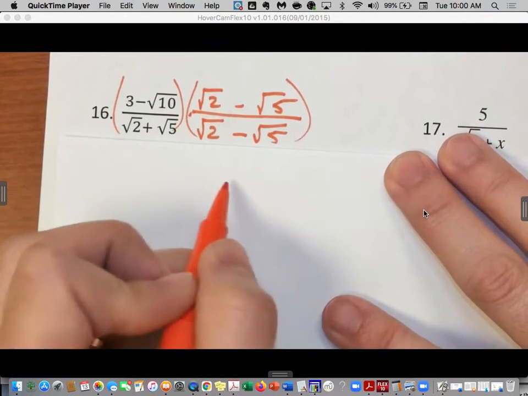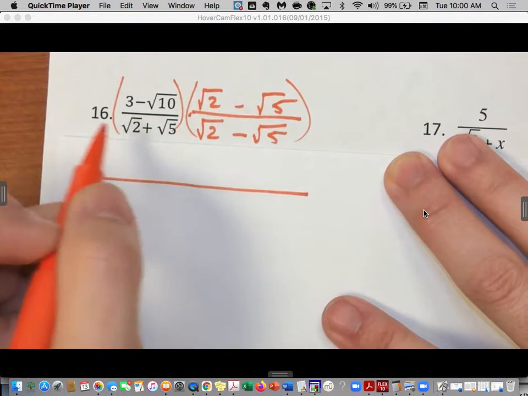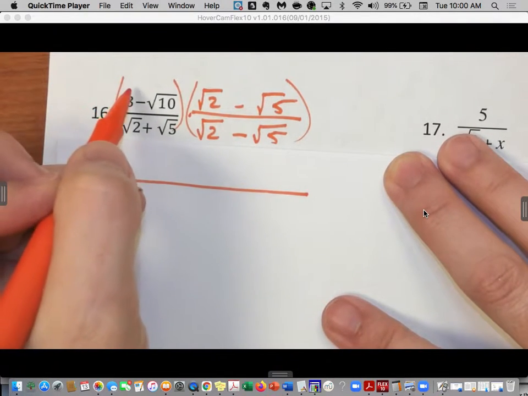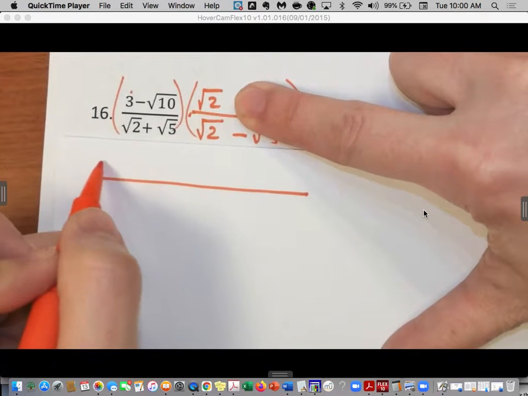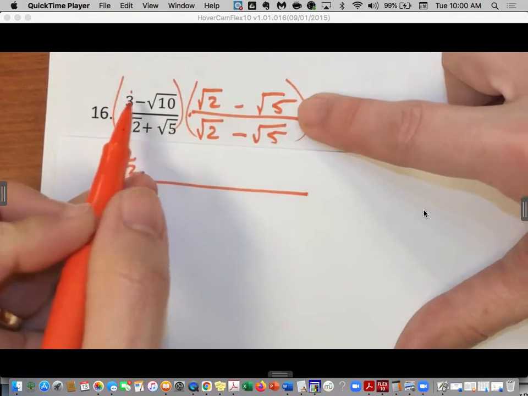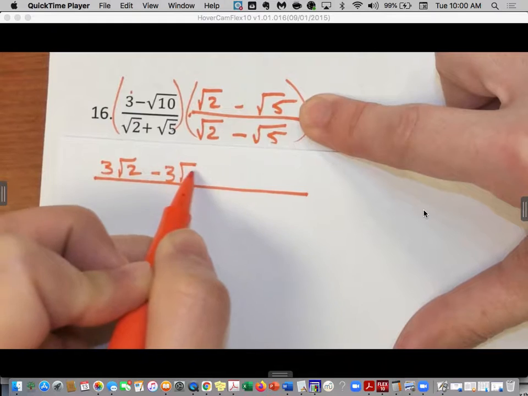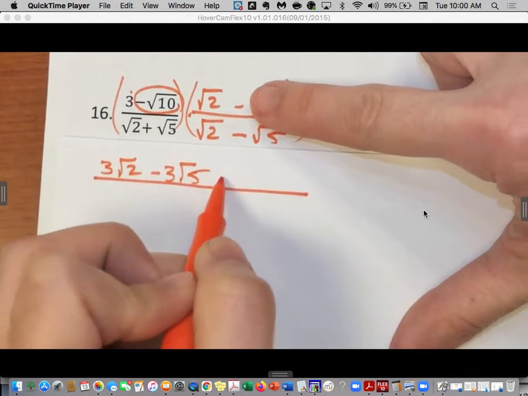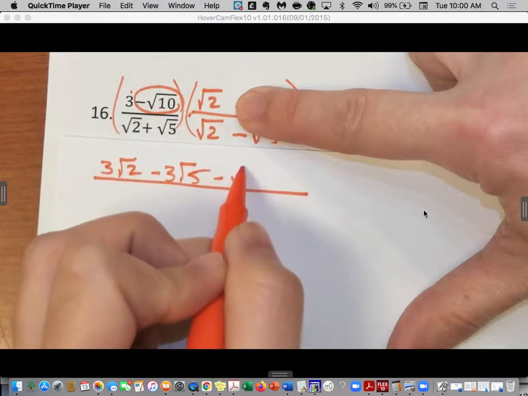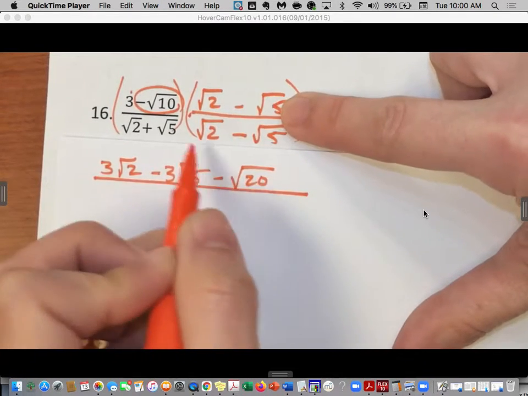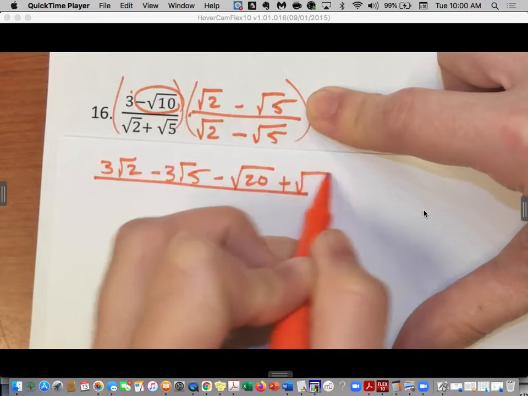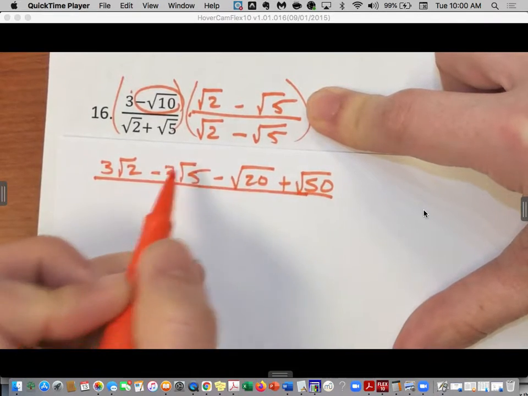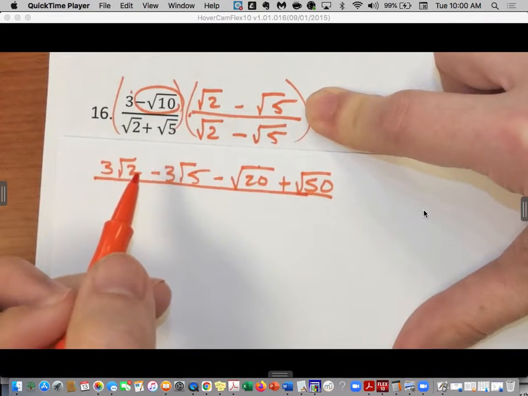Okay, in the top, you just have to roll with whatever you get. And this one does turn into a mess. So 3 times the radical square root of 2, 3 times negative square root of 5. Now when you're distributing this, since they're both underneath, that's going to be square root of 20, and negative times negative makes positive, but that's going to be square root of 50. Well, don't forget, you can reduce those, so we're going to have to do that.